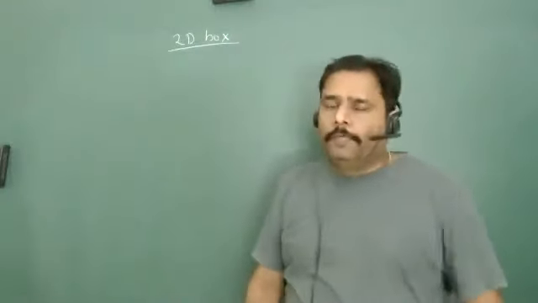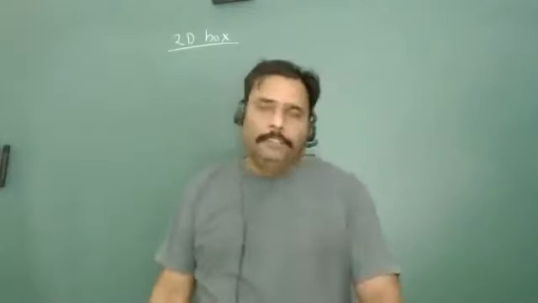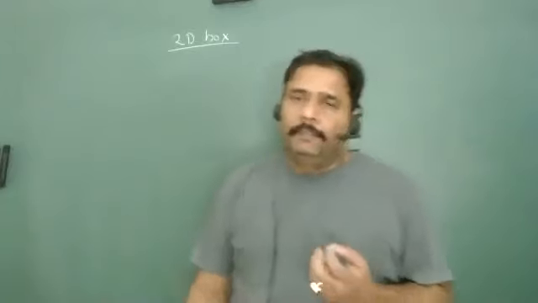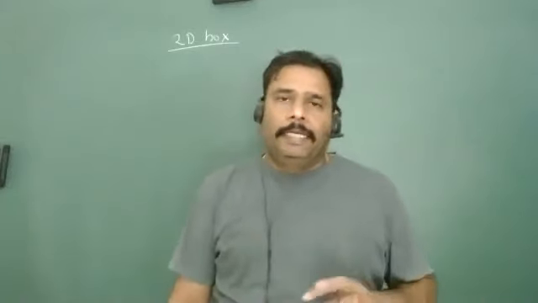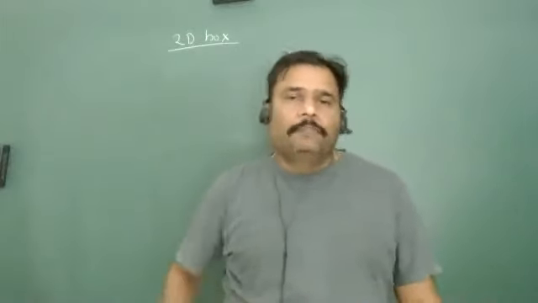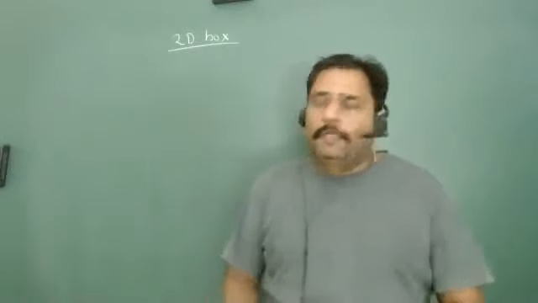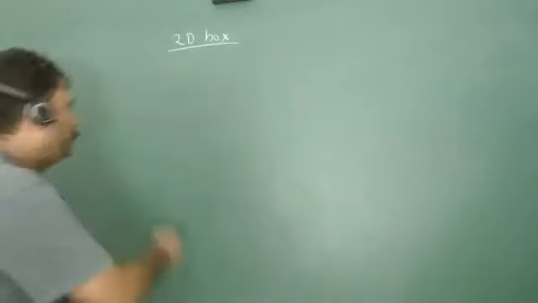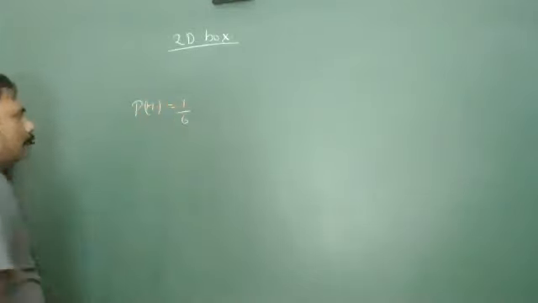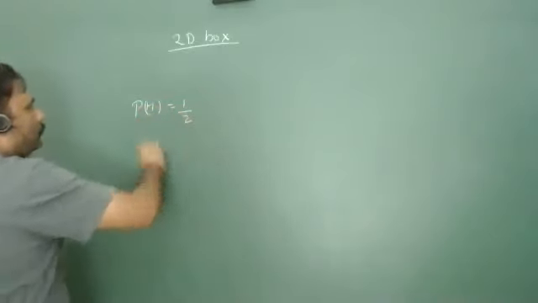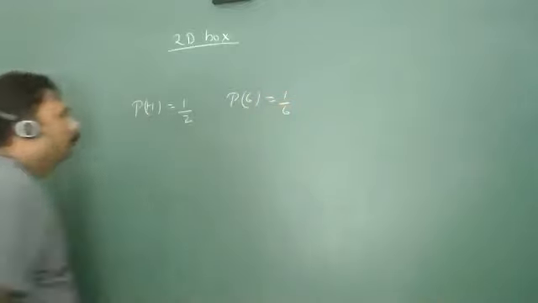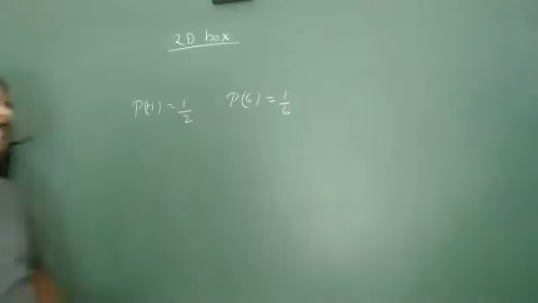So before going to 2D box, let us go for an analogy. Analogy is very simple. Suppose we have a coin, and what will be the outcome of the coin? Either head or tail. And we have a dice. What is the outcome of the dice? 1 2 3 4 5 6. So what is the probability that you will get head? 1/2. What will be the probability that you will get 6 on a face? 1/6. These two events are independent events.